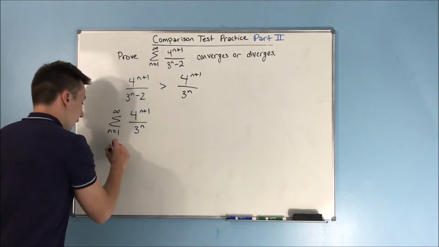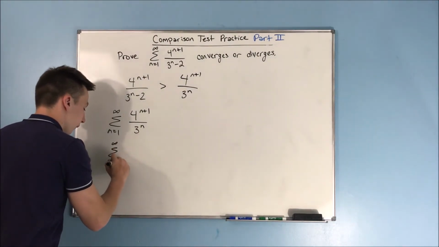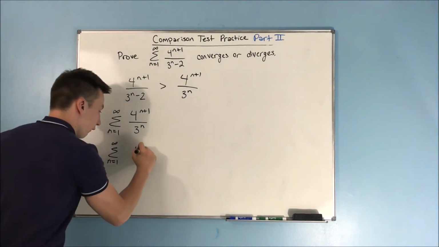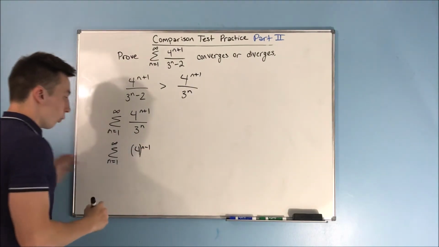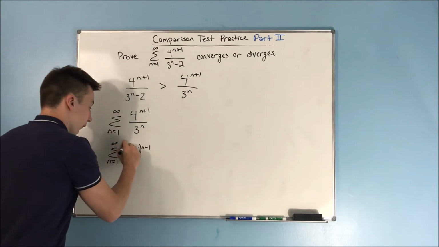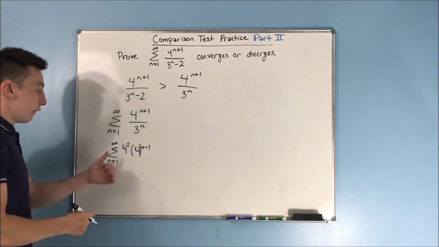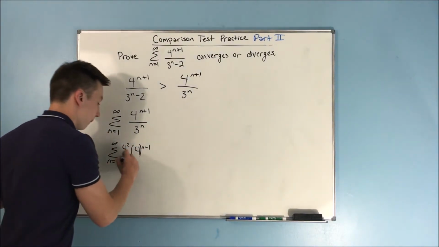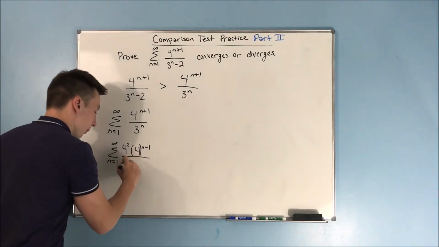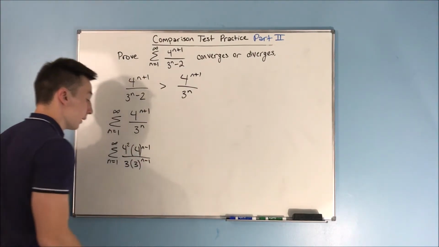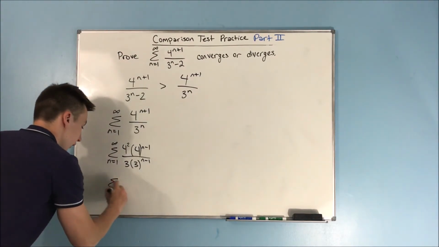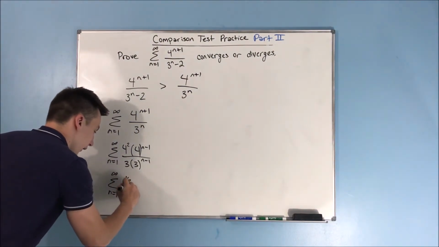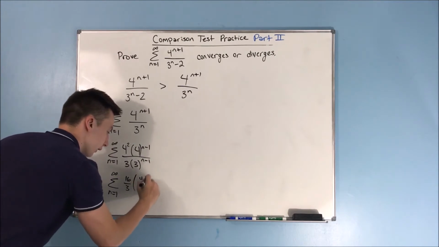Alright, so let's break this apart and try to get some n minus 1's in there. To get a 4 to the n minus 1, we need a 4 squared out front, because if you multiply these two together, you end up with an n plus 1, since you add the exponents. For the bottom piece, this is just going to be 3 times 3 to the n minus 1 for the same reason. Simplifying this, you get the sum from n equals 1 to infinity of 16 over 3 times 4 over 3 to the n minus 1.